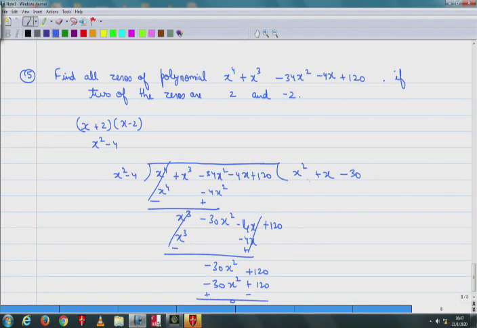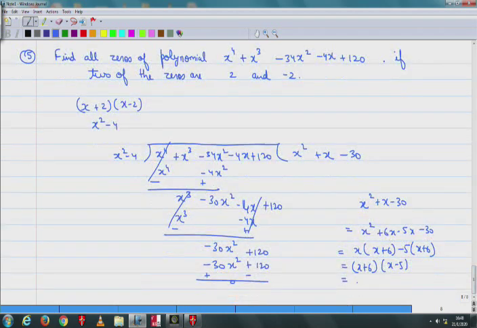So now since the remainder is 0, this is also a factor. So x square plus x minus 30. So x square plus 6x minus 5x minus 30. So we can factorize this as x plus 6 into x minus 5. So it means the remaining zeros are minus 6 and plus 5. So two of the zeros are 2 and minus 2, and then 5 and minus 6. These are the other zeros.